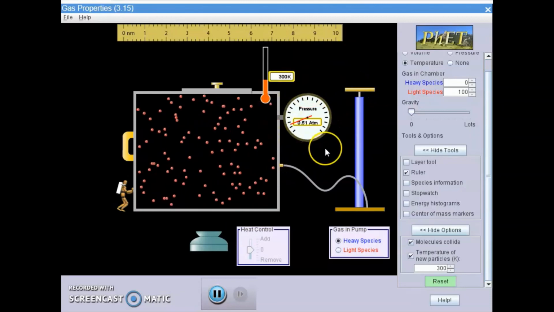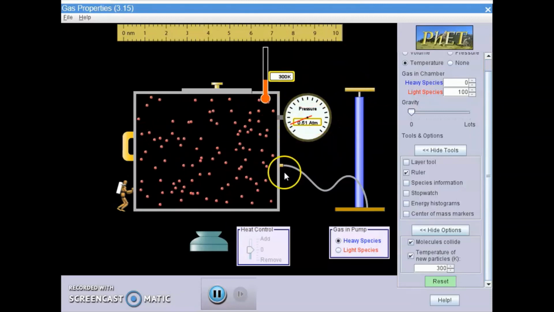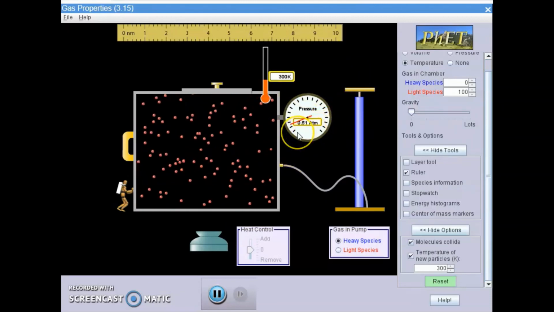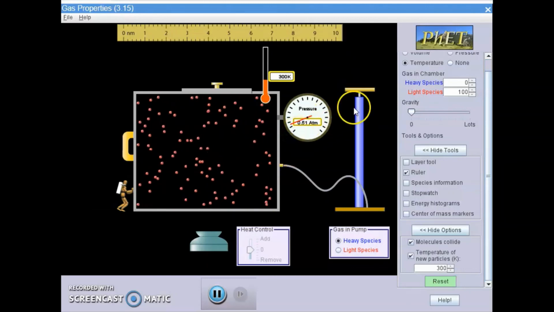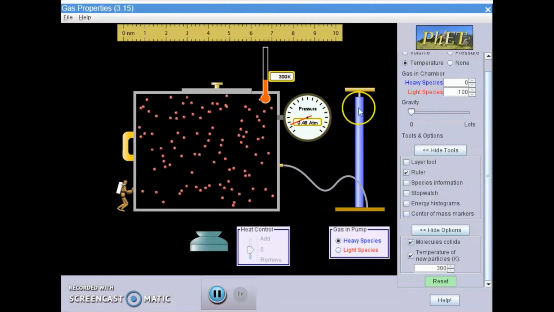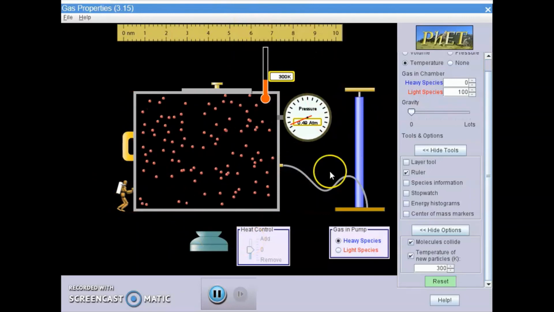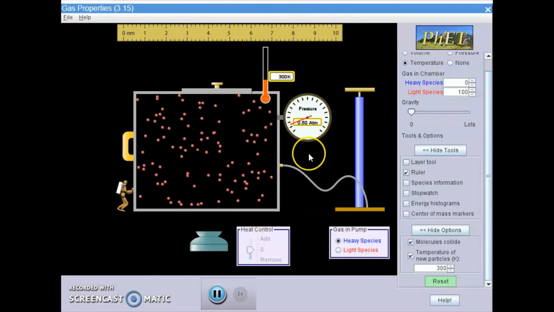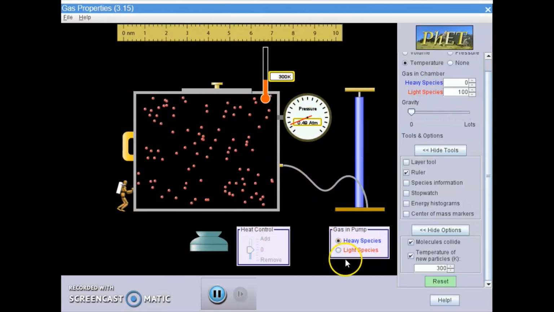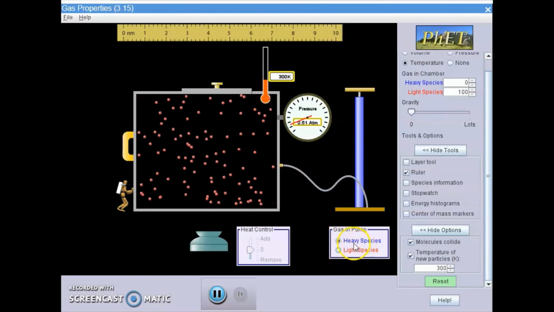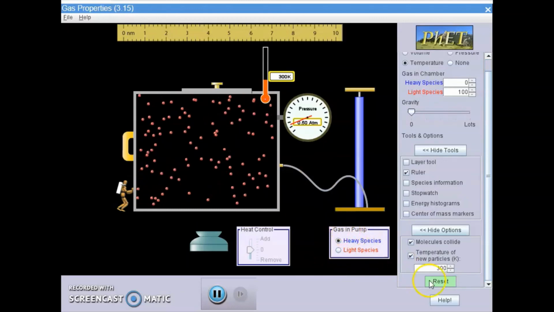And the pressure shown by the gauge is 0.51. So can you conclude the observation between the light species of gas and the heavy species?